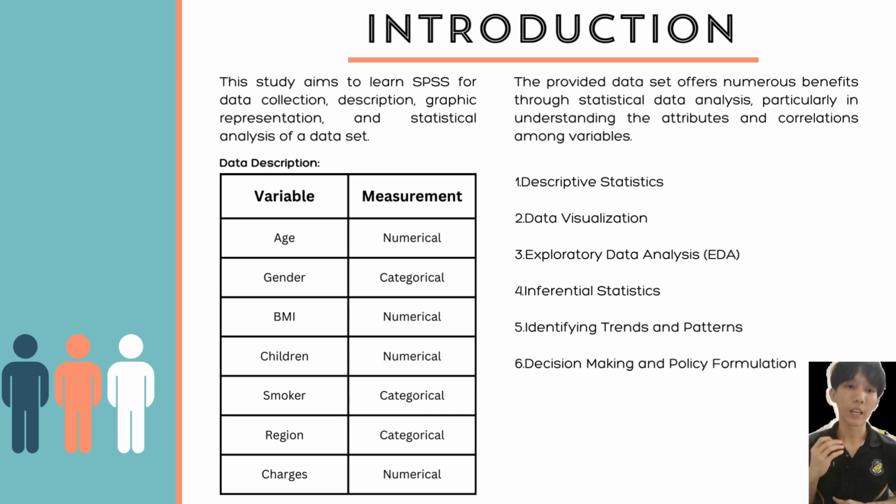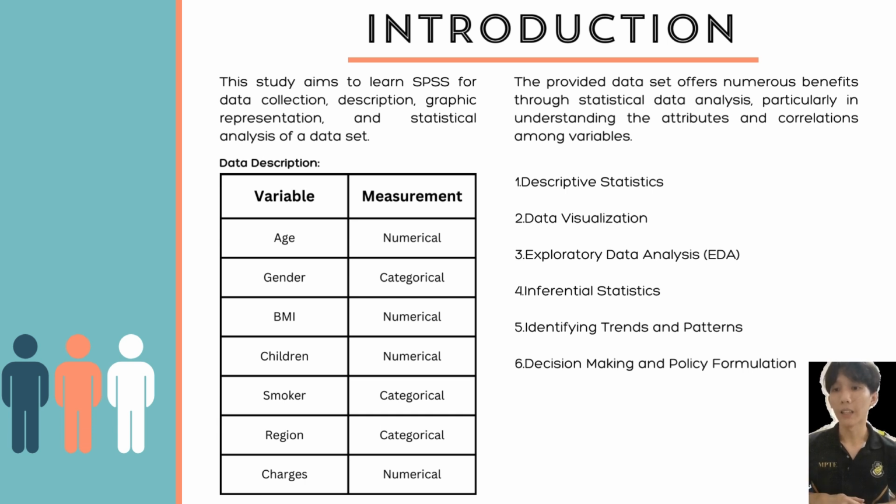The third is exploratory data analysis. Analyzing numerical and categorical variables such as age, BMI, children, and charges can reveal connections for predictive modeling, while cross-tabulations help understand their interrelationship. The fourth is inferential statistics. Hypothesis tests and regression models can be used to determine the statistical significance of differences or associations in data, providing valuable predictive insight.